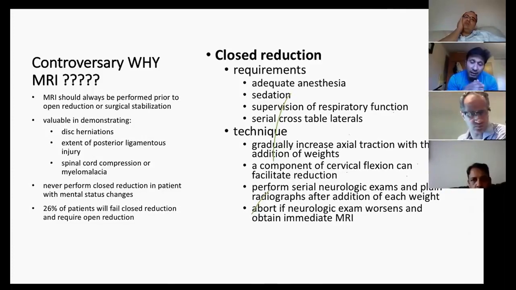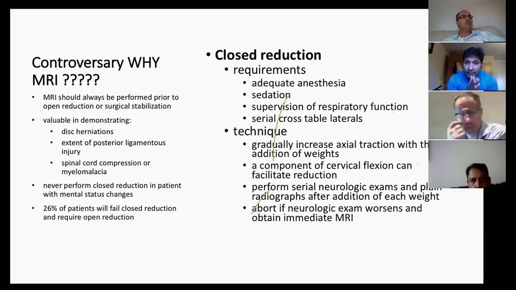They will definitely ask you, why do you want MRI prior to open reduction or surgical stabilization? Because it will dictate your treatment. If there is disc herniation, you will do anterior first and then posterior. If there is no disc herniation, you can simply do posterior. So if you have an MRI scan, it will tell you what to do.